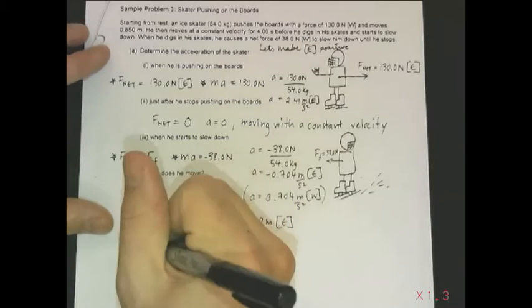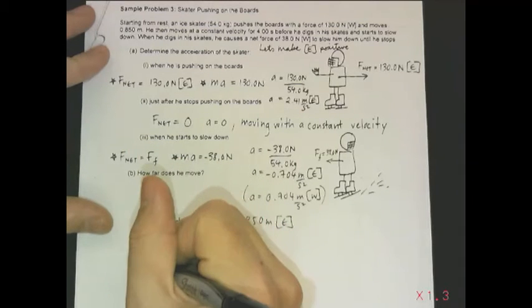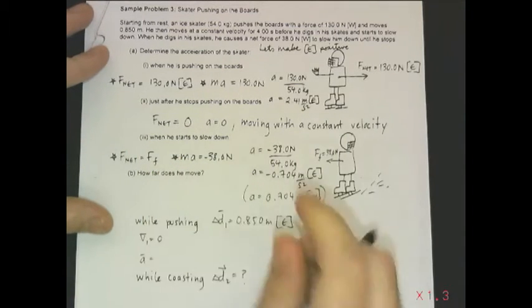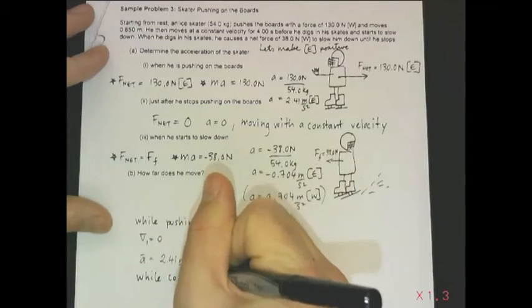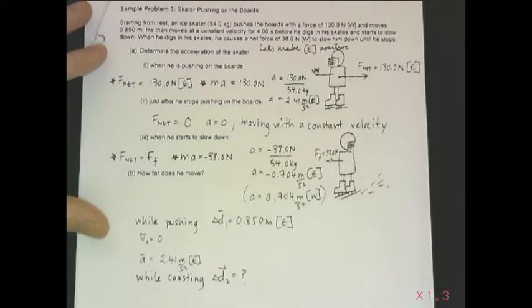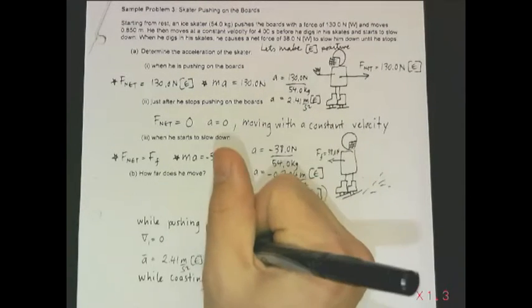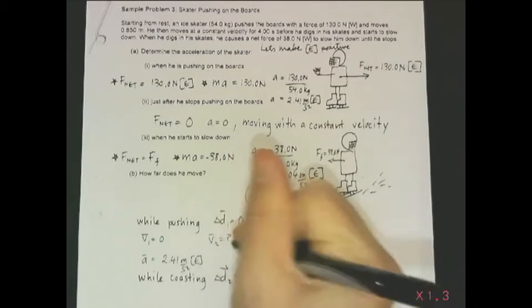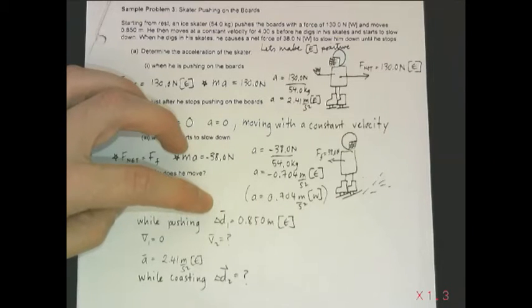Well, we know we pushed against the boards from an initial speed of 0. We just calculated our acceleration to be 2.41 meters per second squared east. And we know the distance traveled is 0.850 meters. So what we need to find is V2. So we have delta D1, V1, V2, and A. What I need you to do is to look at your equations and determine which equation we can use to solve for V2.